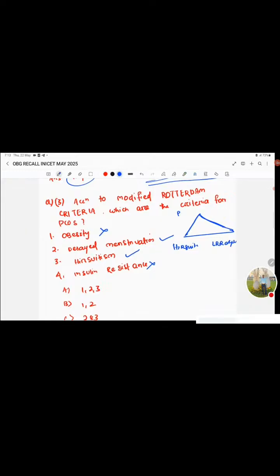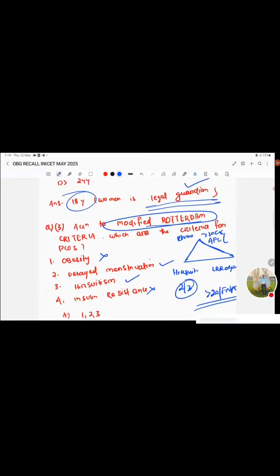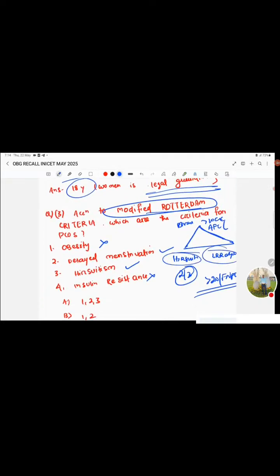and the ovarian volume. Ovarian volume is more than 10 cc, or any 2 out of 3 criteria: ovarian volume more than 10 cc, or antral follicle count, the number of antral follicles, more than 12 or, if you cross sections, 20 follicles per ovary. This is the Rotterdam criteria. So the modified Rotterdam is basically telling this: biochemical hyperandrogenism, hirsutism and irregular cycles, and ovarian volume should be more than 10 cc.